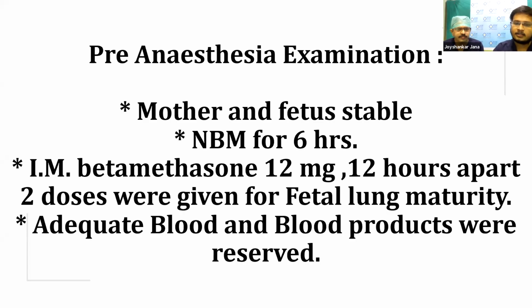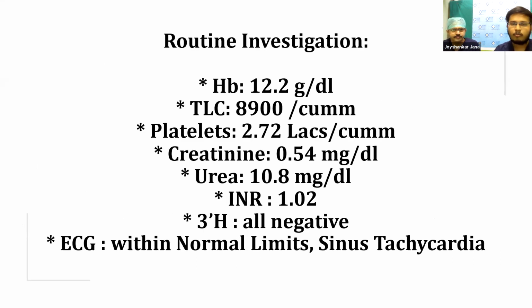After planning the cesarean section at 31 weeks, the pre-anesthetic checkup was done. The patient was normal. As per the gynecologist and our advice, antenatal steroids, IM betamethasone 12 mg, 12 hours apart, 2 doses were given to increase fetal lung maturity, and after 1 week we planned the cesarean section. The concern is major blood loss, so we got ready with adequate blood and blood products. We informed the blood bank, took standard informed consent and high risk consent, and kept the patient NBM for 6 hours.